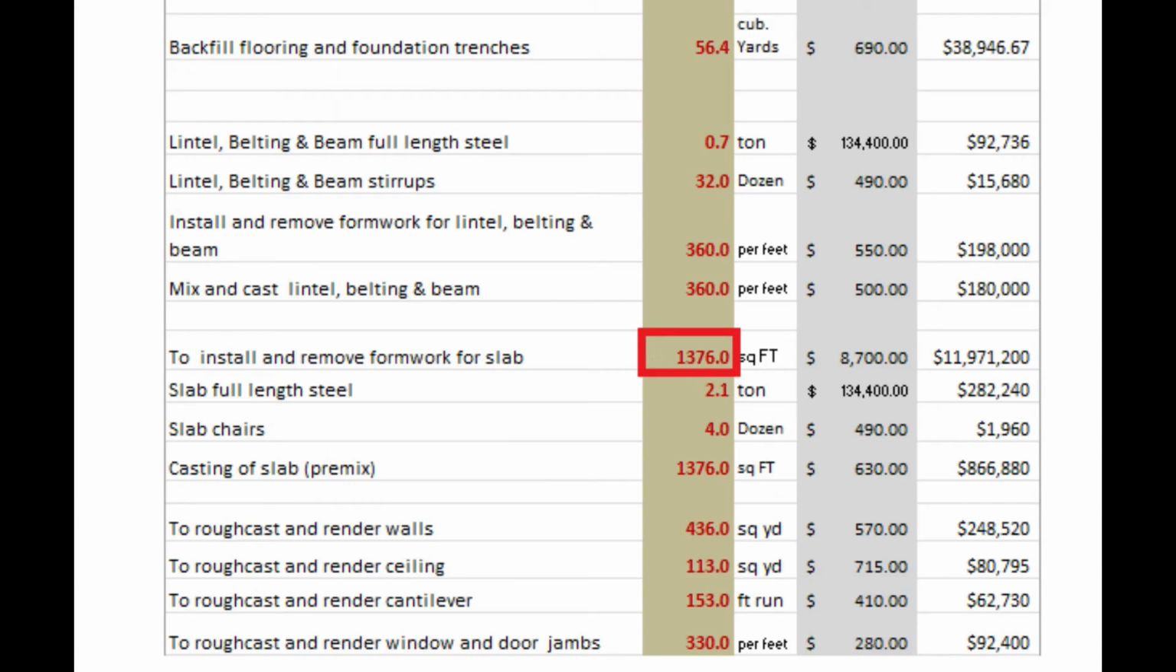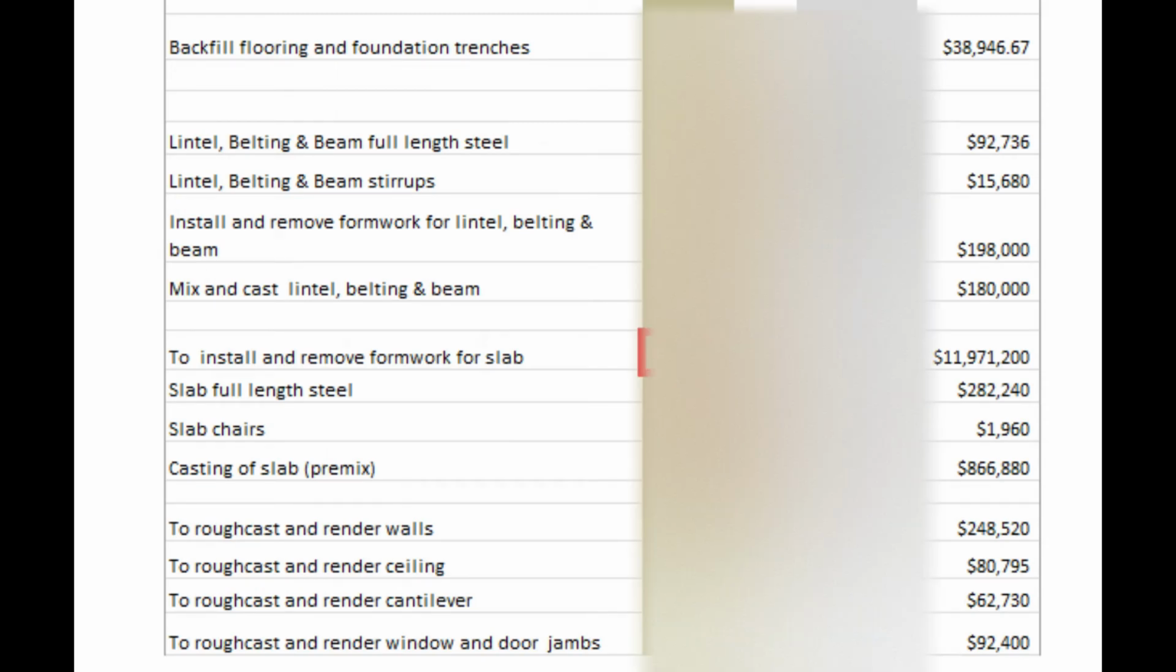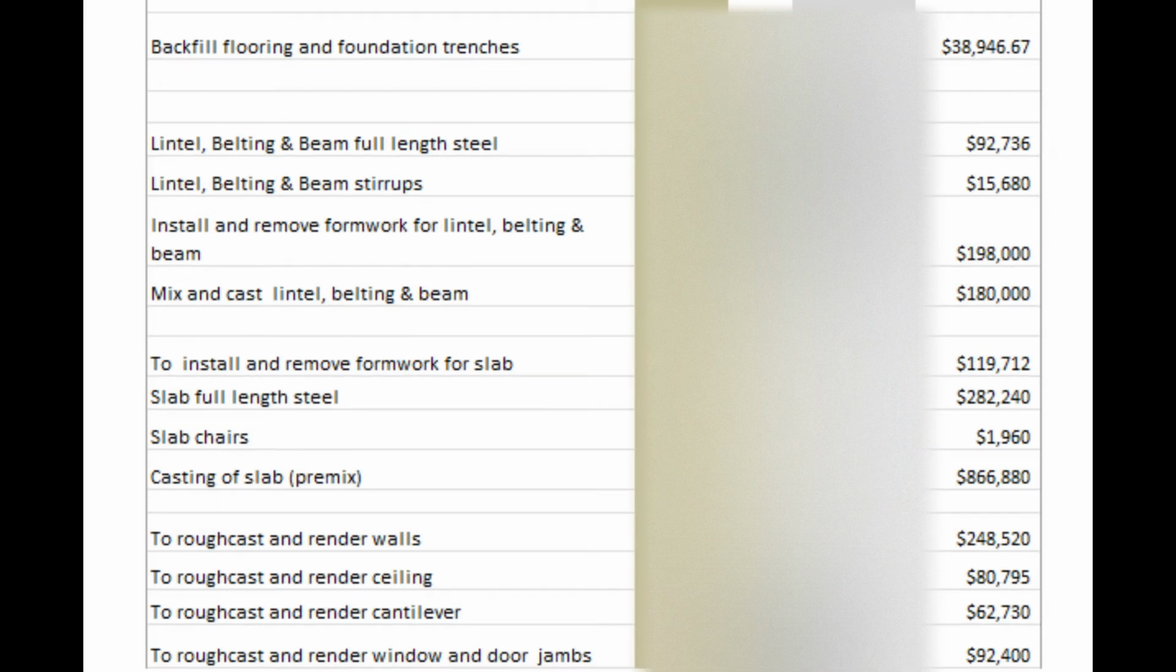And the conversion will move over to what is referred to as square. So we are going to divide this by 10, and then change the unit term from square feet to square. And the final conversion is going to be to cast a slab.